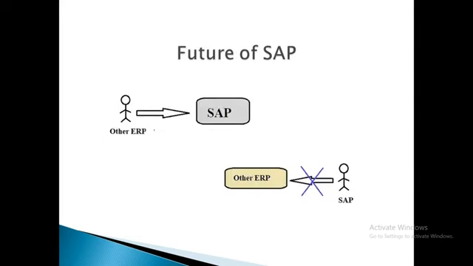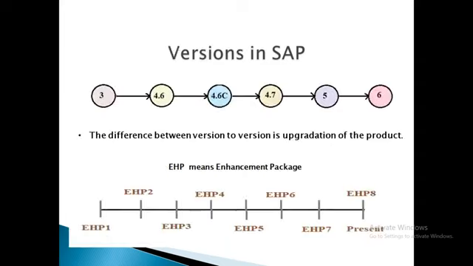Future of SAP. Not only present, for the next 40-50 years, you don't have doubt about the future of SAP because there is no competition to SAP. And versions in SAP. The present version is 6, and the most successful version in SAP history is also 6. And previous to this, we have 5, 4.7 like that.